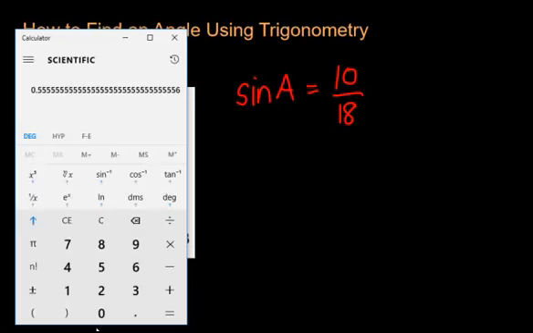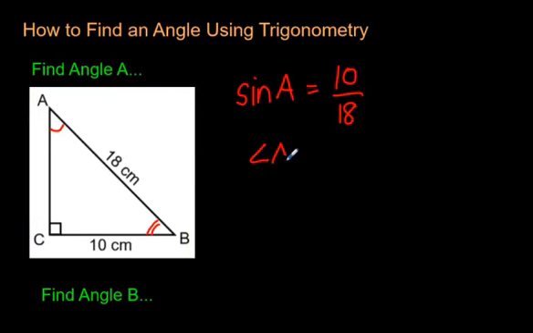You take that decimal and you turn it into a degree by going second function, or in this case, it's this button right here. So you get this symbol. We want sine. And you get, we're going to round this off to 34 degrees. So angle A, and that's an angle symbol right there, folks. Angle A is 34 degrees. We now know this is 34.